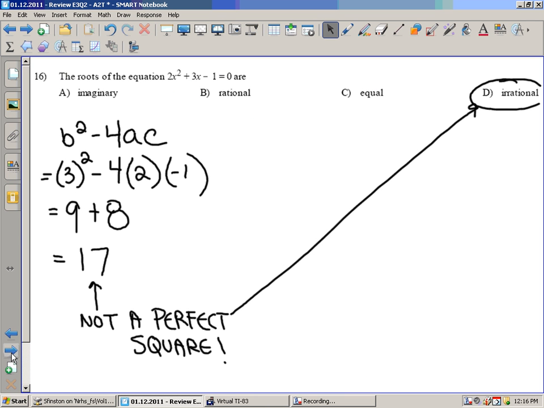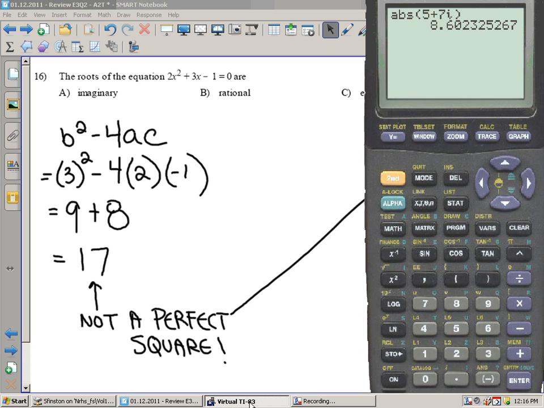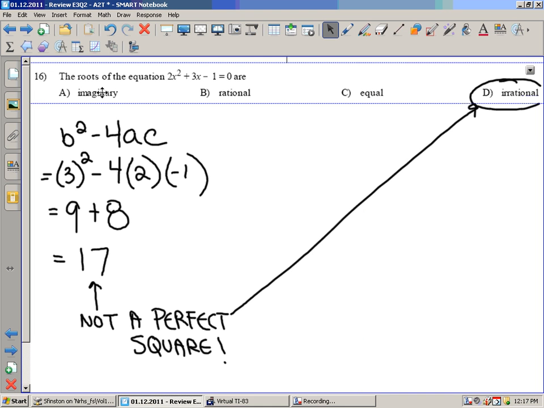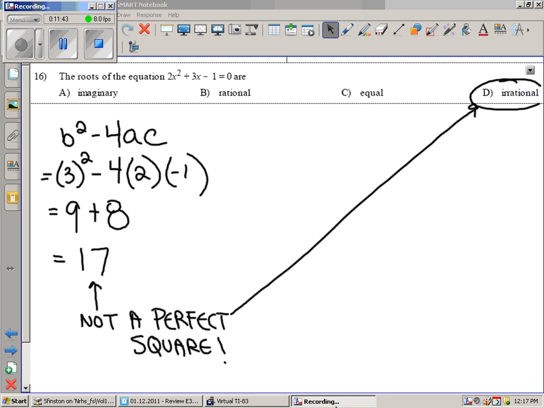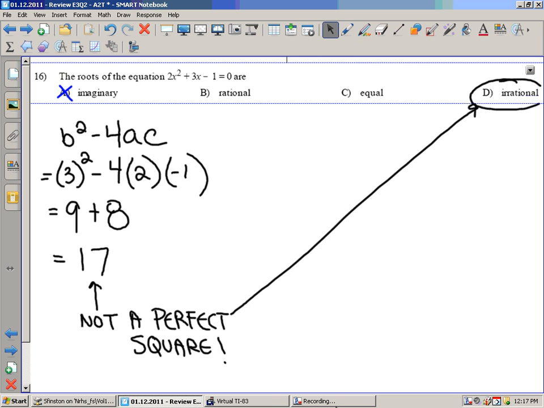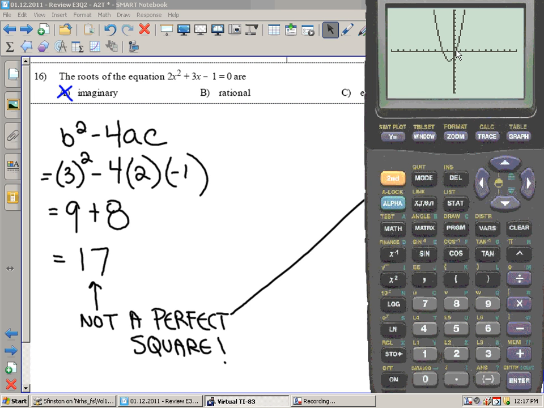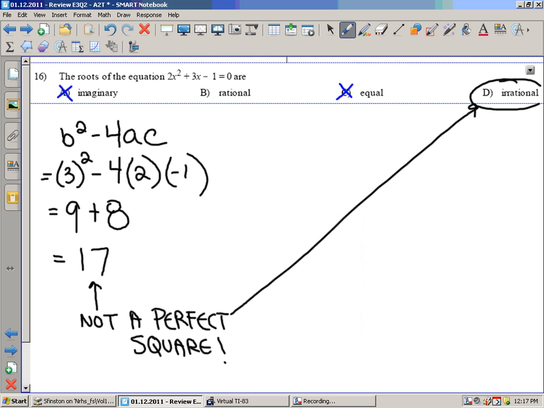16. Anytime that you're asked about the roots, I suppose you could just plug this into your calculator and narrow down some answers. Let's take a look at that. Let's just see what would have happened if we plugged this in. 2x squared plus 3x minus 1. Well, they hit the x-axis, so they're definitely not imaginary. There's 2 of them. So they're definitely not equal.